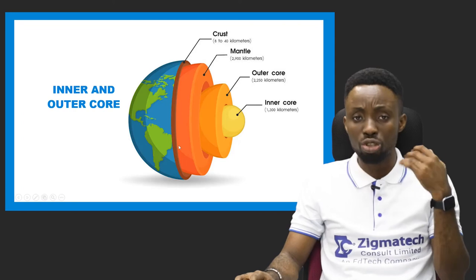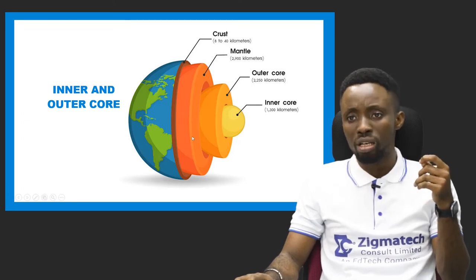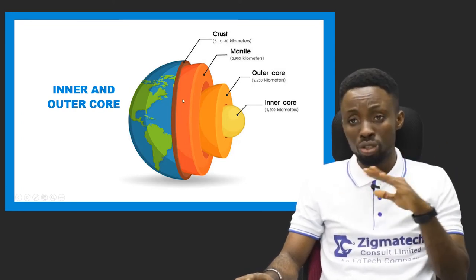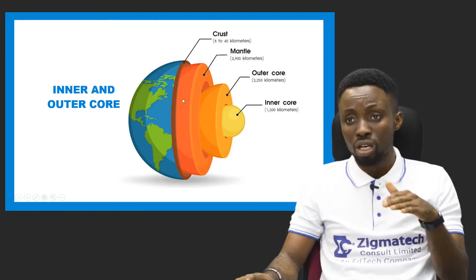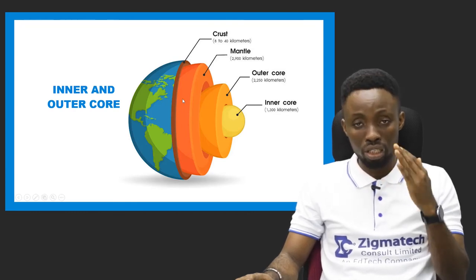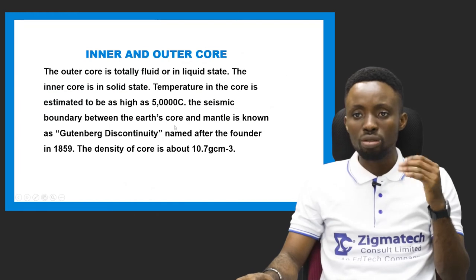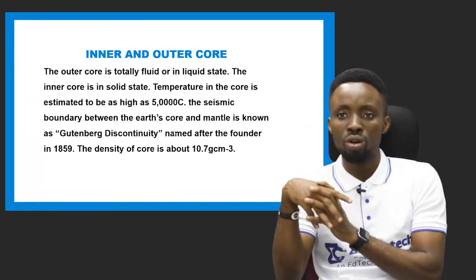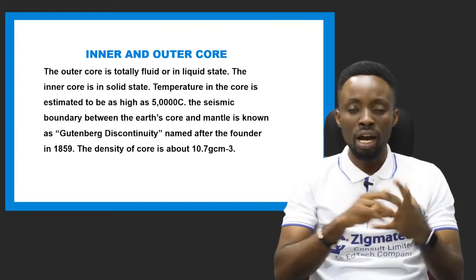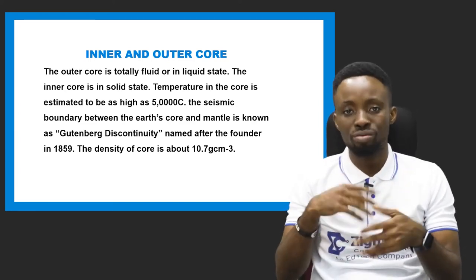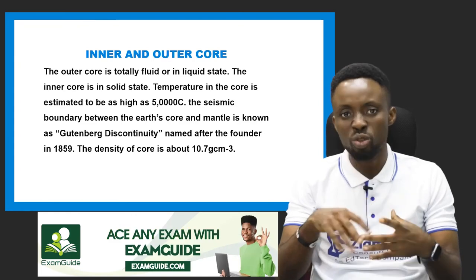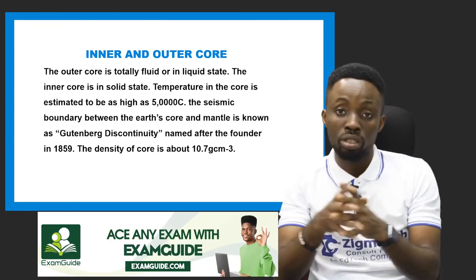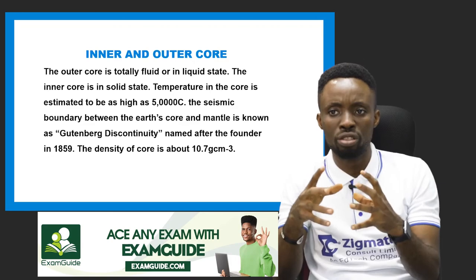So this is how the inner structure of the Earth looks like, and it's simply divided into what? Into three zones. That is the core, the mantle, and the crust. So let's look at the two cores of the Earth. Like I said, we have the inner and outer core. So the outer core is actually fluid, or let's say it's in its liquid state, while the inner core is in a solid state. I'm going to give reasons for this.